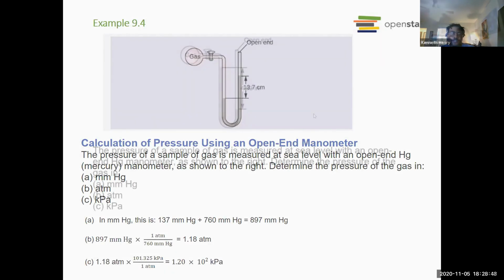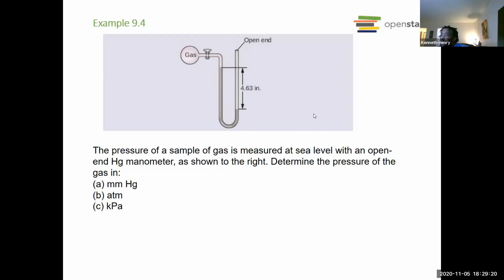Okay, I have one more. The pressure of a sample of gas is measured at sea level with an open-ended mercury manometer, as shown to the right. Determine the pressure of the gas in millimeters of mercury, ATM, and kilopascals. Raphael, do you want to take the first one? Selena, take the second one, and Alexis, take the third one.